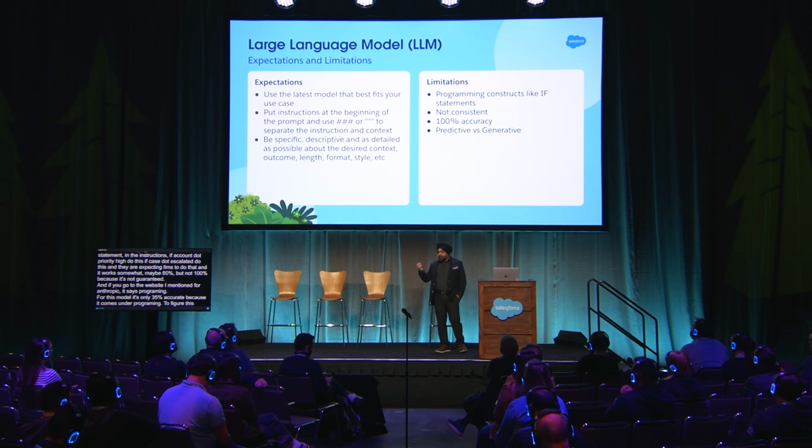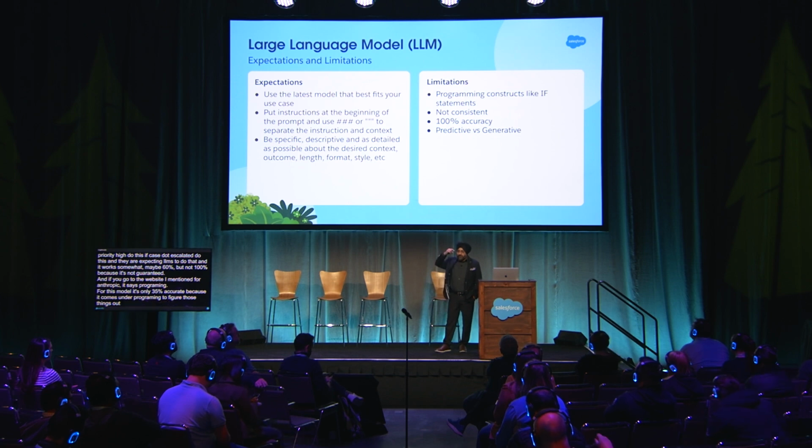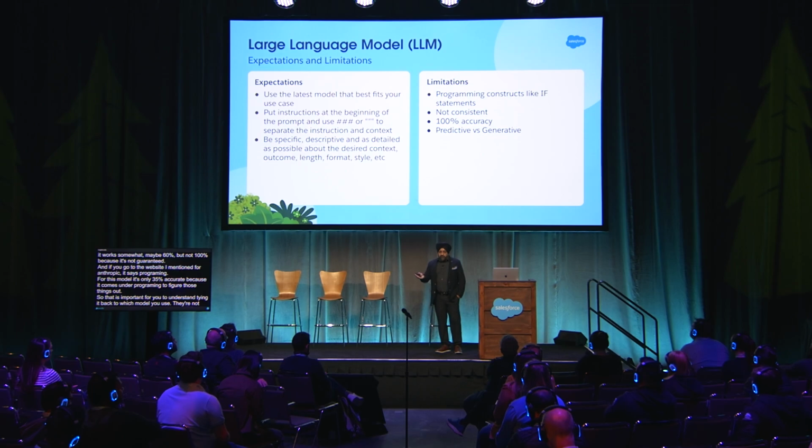So that is important for you to understand, tying it back to which model you use. They're not consistent. Every time you generate something, it generates something new. Somebody had asked, why can't I get the same result back? Because that's how they are built. And they are not 100% accurate, so you still have to keep an eye on it. Whatever is generated, is it correct? Maybe eventually when the technology improves even further, maybe, but for now it's not.